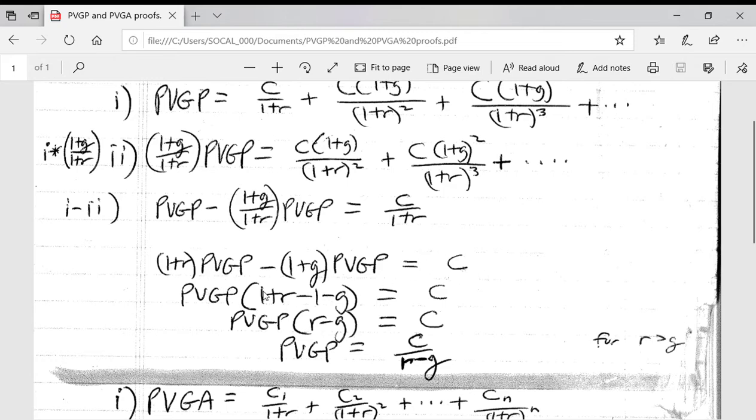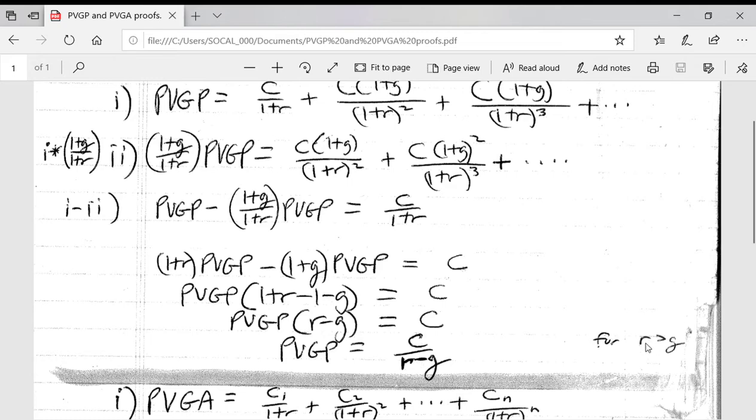Now I'm going to factor out a PVGP. And of course I have 1 plus r minus 1 minus g. This is minus g because I'm distributing this minus sign over 1 plus g. Okay? And of course the 1's cancel. So I'm left with present value of growing perpetuity times r minus g equals c, and then we're done. Next step, present value of growing perpetuity equals c divided by r minus g.